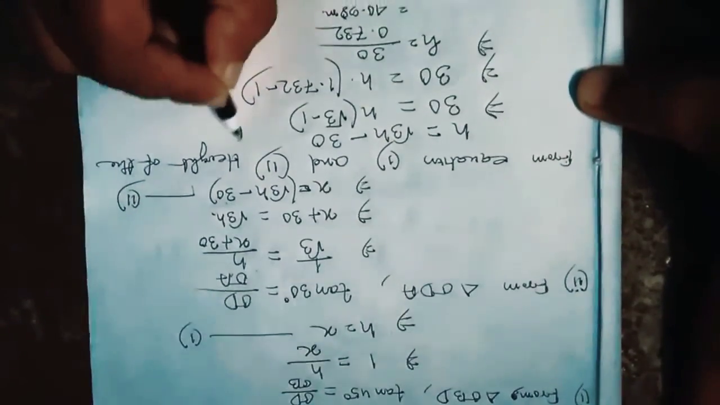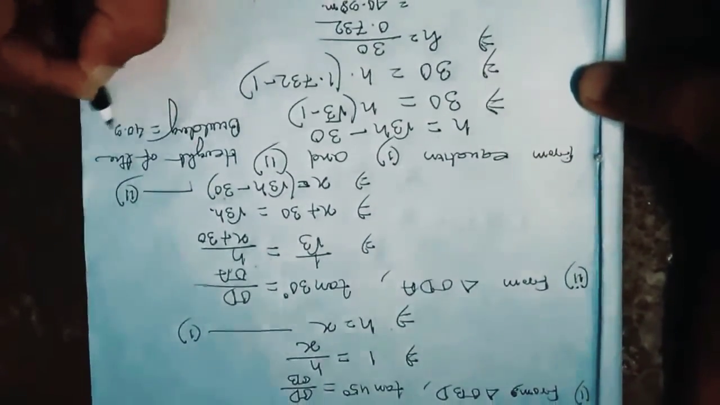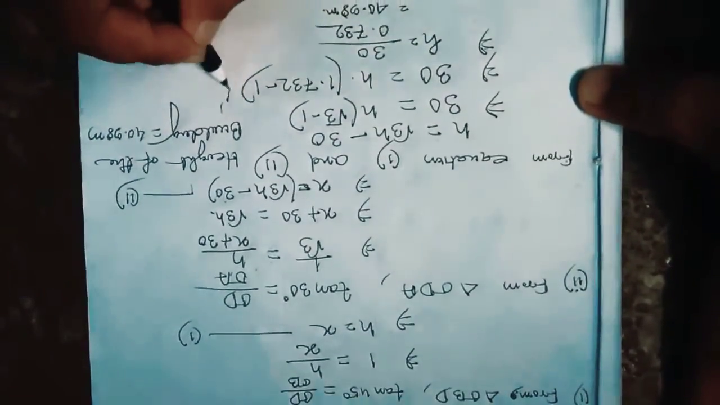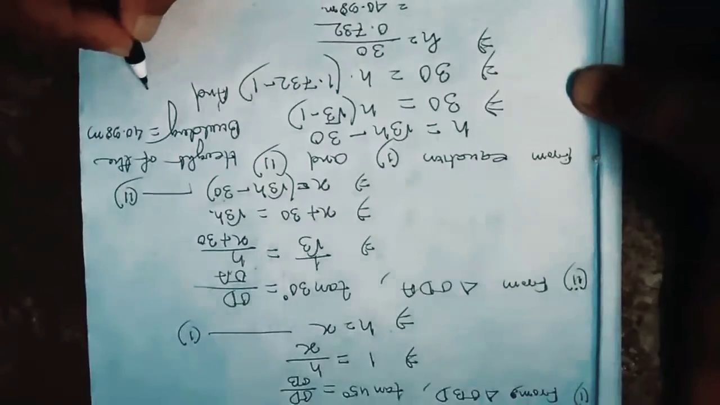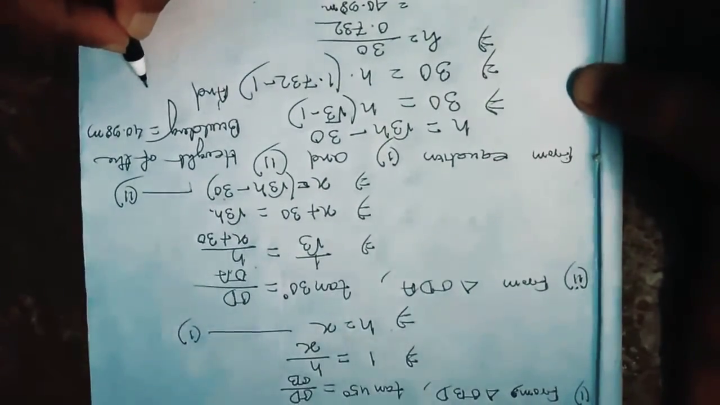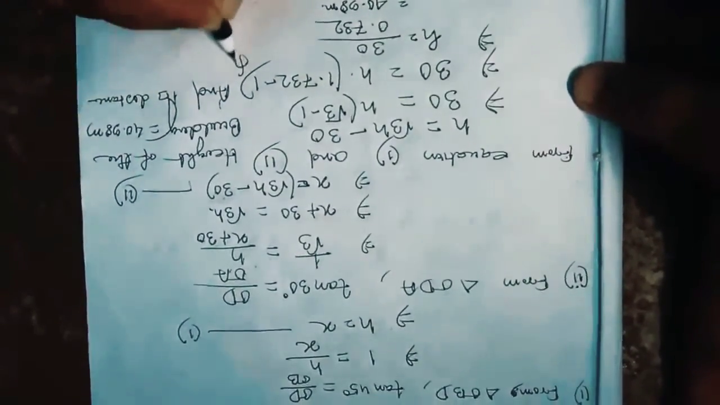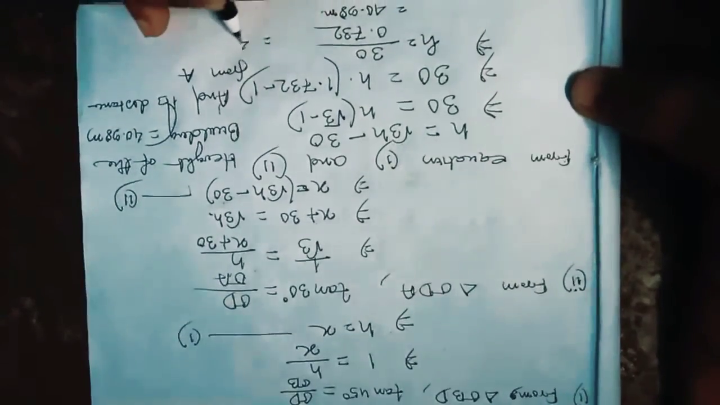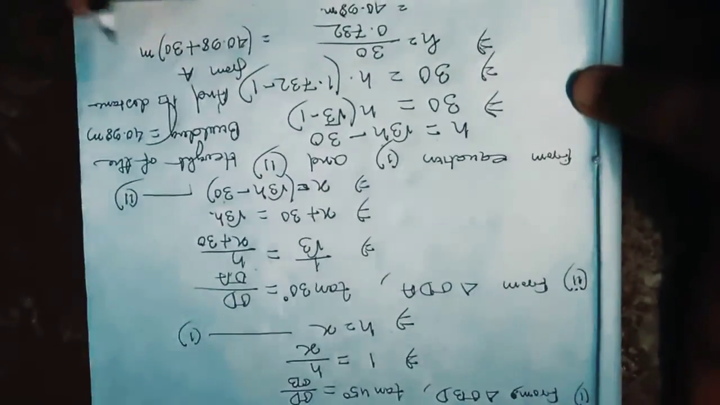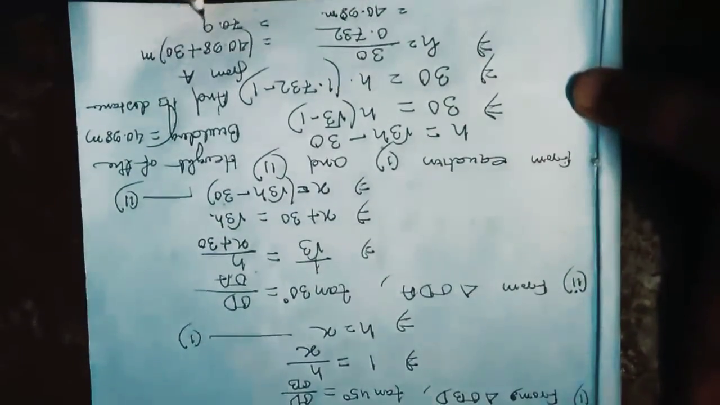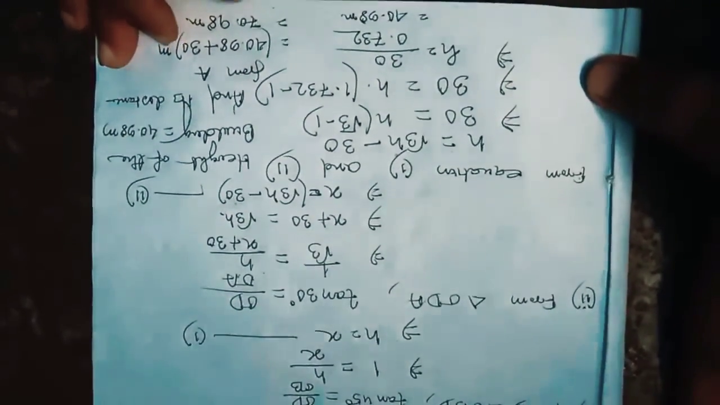So the height of the building is 40.98 meter, and the distance of its base from A is equal to 40.98 plus 30 meter, that's equal to 70.98 meter.